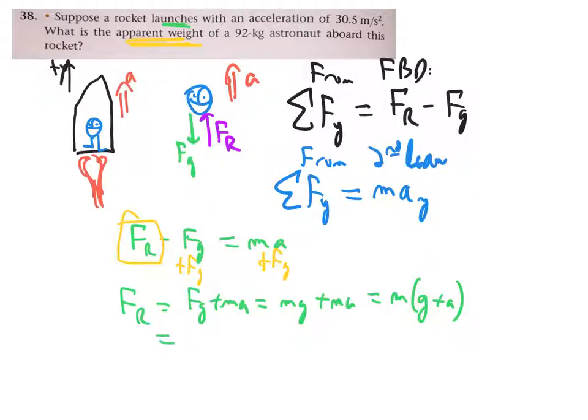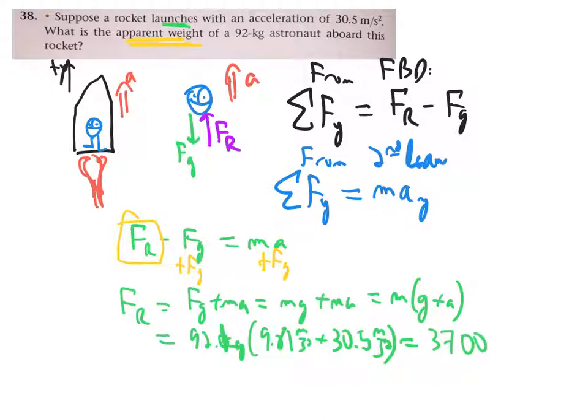Now we just put in some numbers. So we say it's a 92 kilogram astronaut times 9.81 meters per second squared plus the extraordinarily high acceleration of 30.5, or 3.5 g. And putting it all together, we get 3,700 newtons. Because we only have 2 digits here, which is a little surprising for Walker, but we only have 2 digits. If you carried the extra digit, it would have been 3,710 newtons. But there we go.